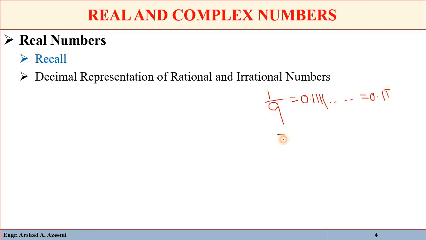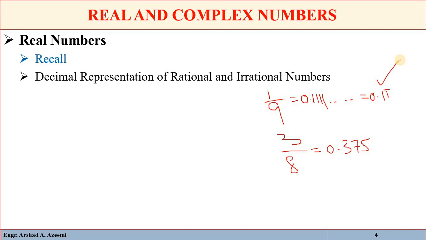And for example, if we have 3 by 8, it will be equal to 0.375. So it is a terminating number. So a rational number will be either terminating or recurring. This is also one of the definitions: all those numbers which are terminating or recurring are called rational numbers.